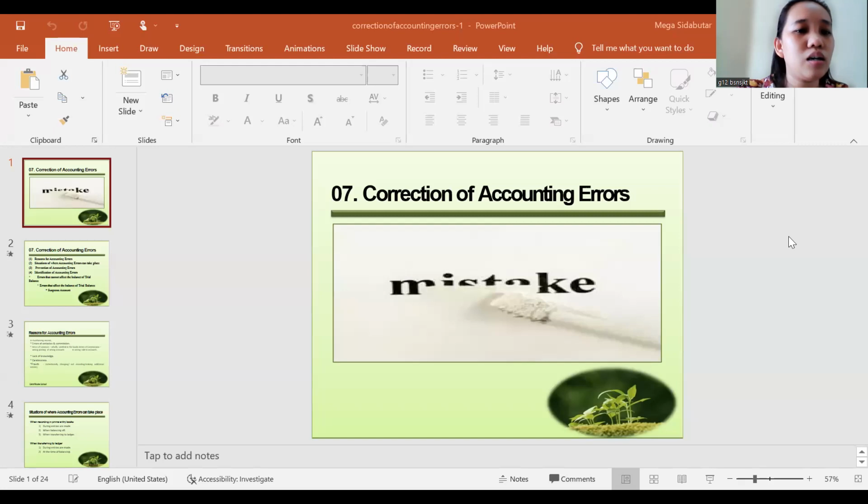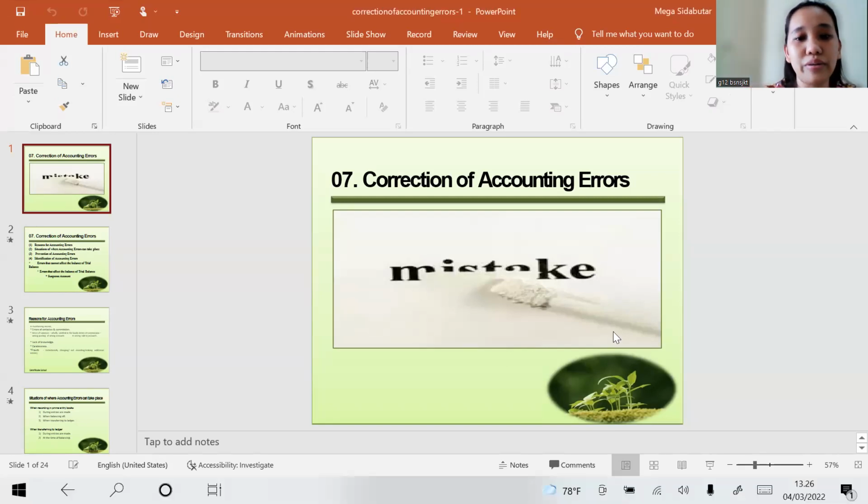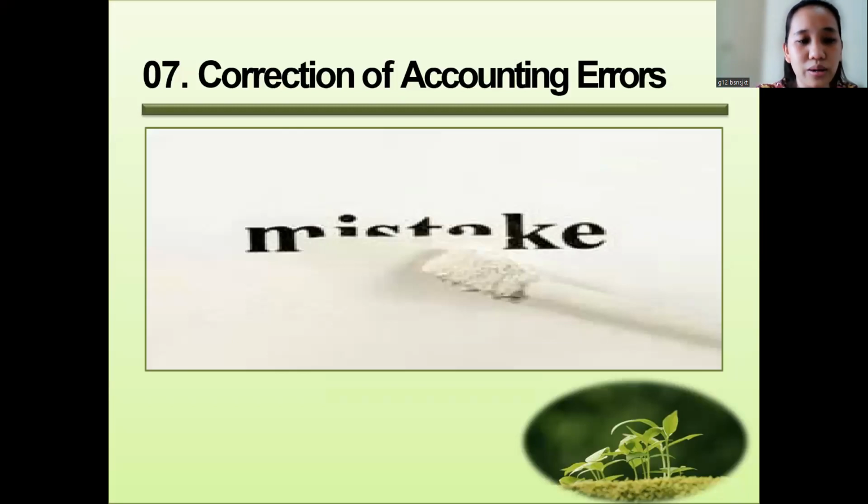So the correction of accounting error. This is the same chapter as our trial balance. So take a look at this one. Here we try to fix the mistake, the error that we already made, right? So first we need to know if there is something wrong, and then we know what the right entry is, and the third step is to make the corrected entry.